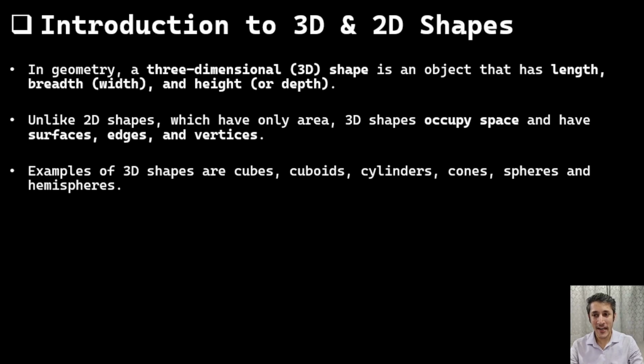Firstly, we need to understand what 3D and 2D shapes are. In geometry, a three-dimensional 3D shape is an object that has length, breadth, and height. So we all know 3D shapes have three dimensions: length, breadth, and height. Unlike 2D shapes, which only have area, 3D shapes occupy space and have surfaces, edges, and vertices. 2D shapes only have length and breadth. That is why they're known as two-dimensional and they only have area. A few examples of 3D shapes which we'll be studying ahead are cubes, cuboids, cylinders, cones, spheres, and hemispheres.